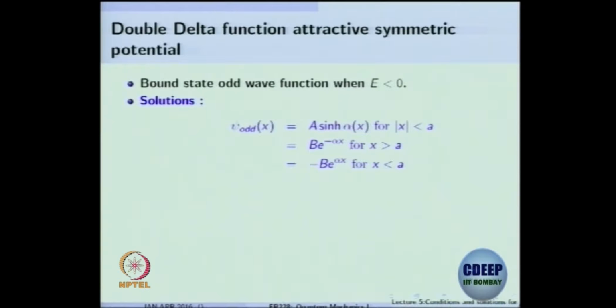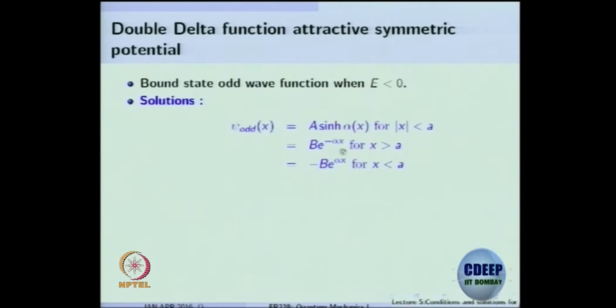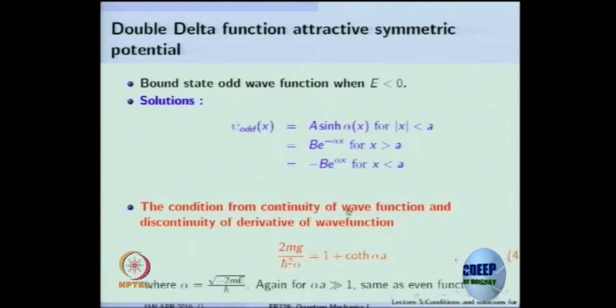As I said, since it is a symmetric potential, instead of even functions, we could have also worked with odd functions. In the context of odd functions, sine hyperbolic is an odd function, and you will also have e to the minus alpha x and minus b e to the power of alpha x for the two regions. So, the regions before A and after A are all odd. Exactly like what we did for the even function.